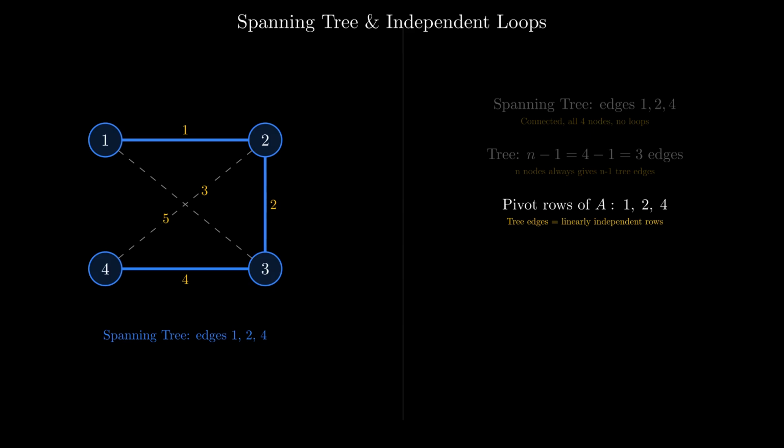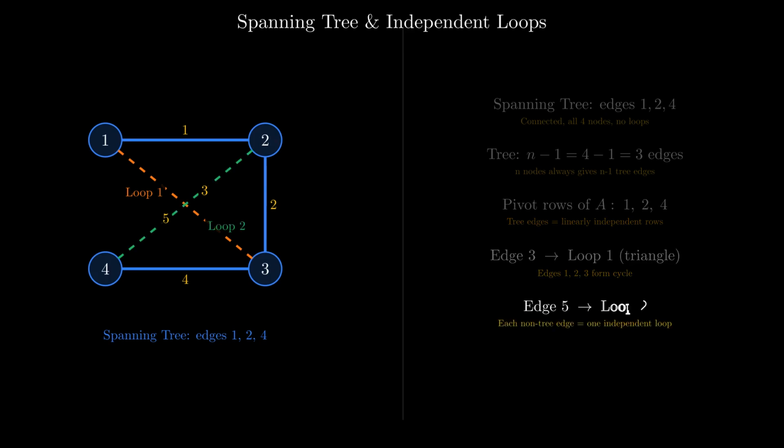The remaining edges each create a loop when added back to the tree. Adding edge 3 completes the triangle, creating loop 1. Adding edge 5 creates loop 2. This gives us exactly the two independent loops we predicted earlier.